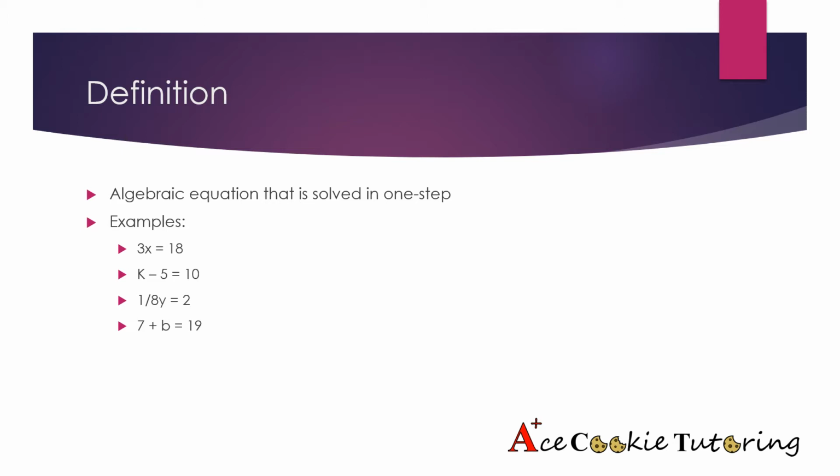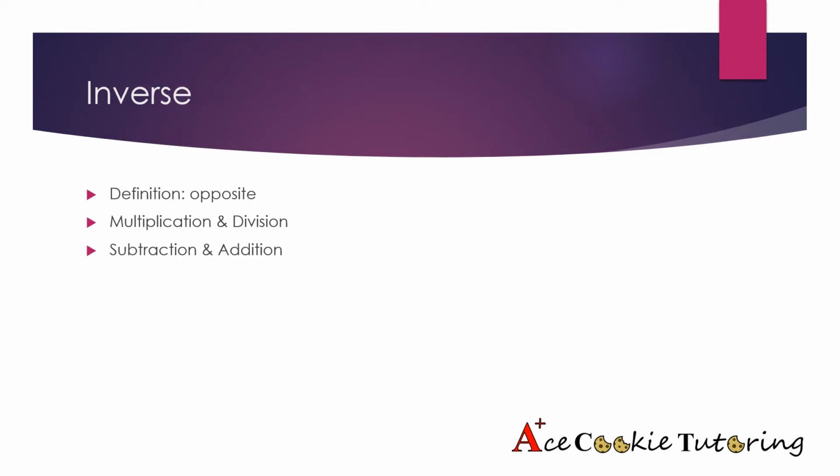We've got four different examples: 3x equals 18, k minus 5 equals 10, 1/8 y equals 2, and 7 plus b equals 19. Those are the four examples we're going to figure out how to solve in one step. Okay, so we've got the definition of a one-step equation figured out.